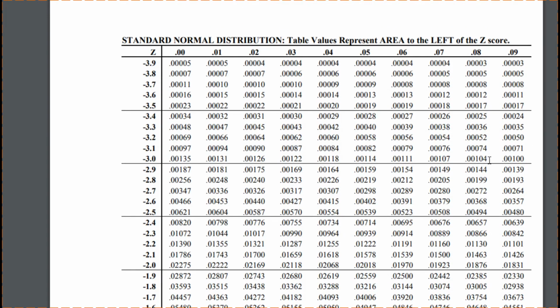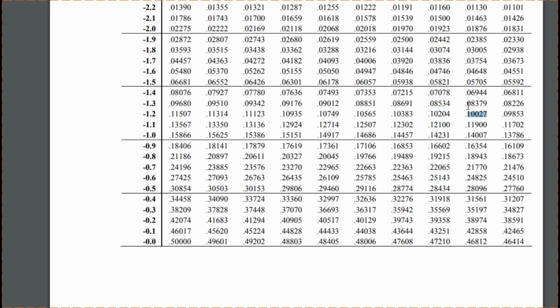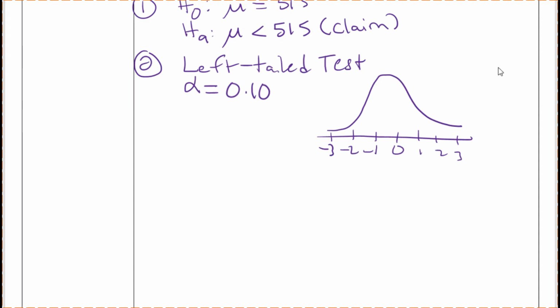So negative 1.28 is our z critical value. Negative 1.28 is around here. So z critical is about negative 1.28. Since this is our critical value, the left-tailed region here is my rejection region. Now we need to calculate the test value to see if it's in the rejection region or not. That's where the z-test comes in.